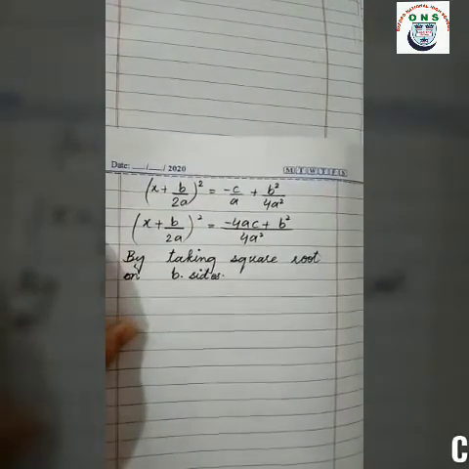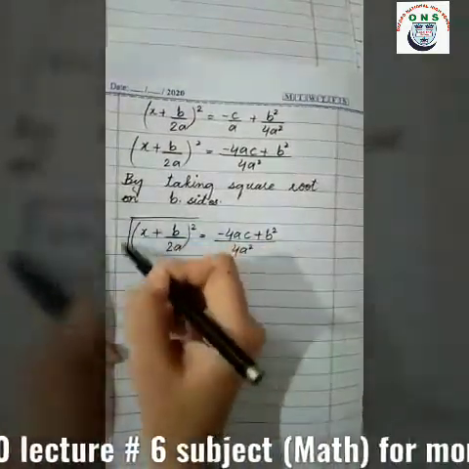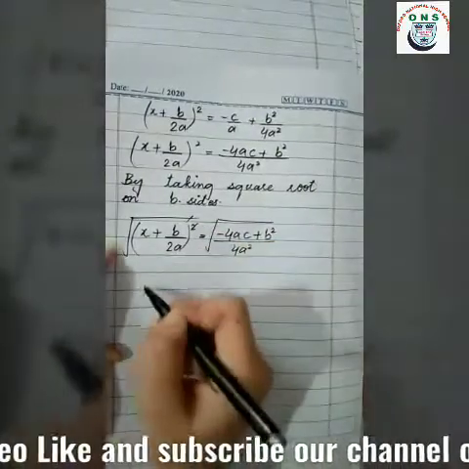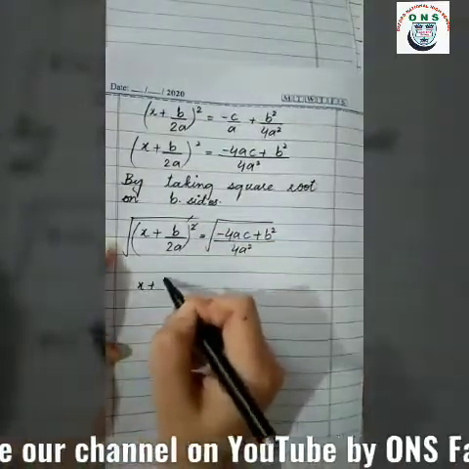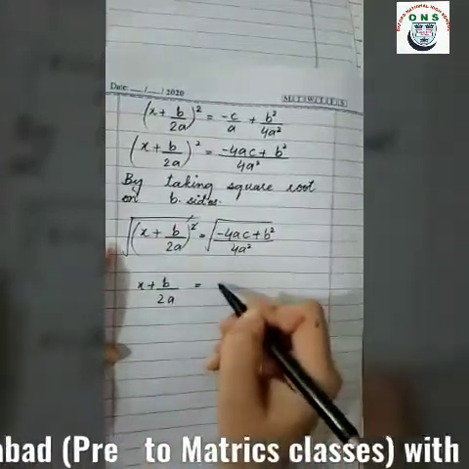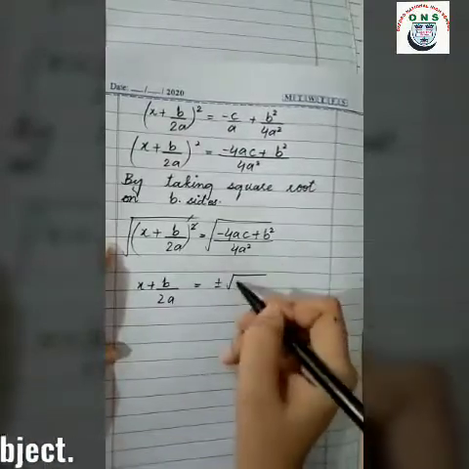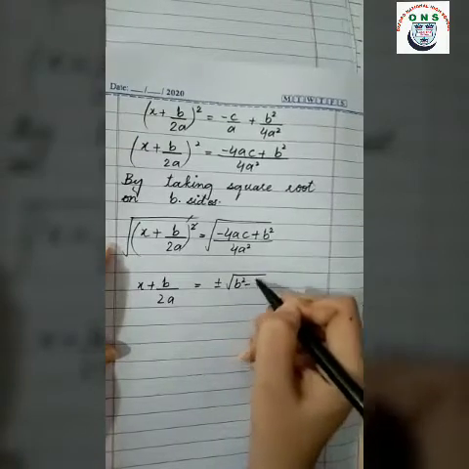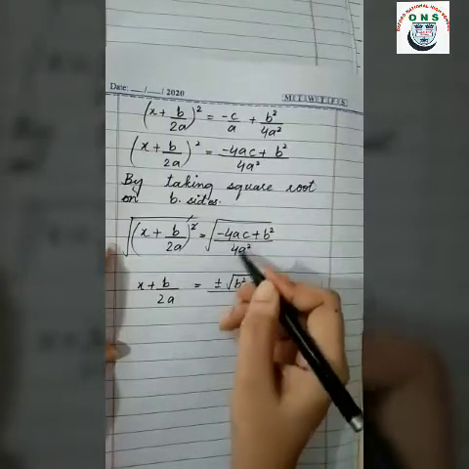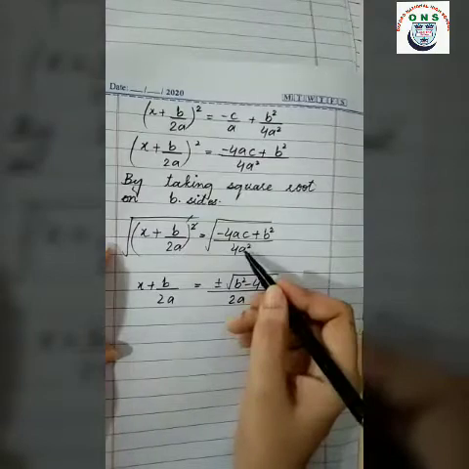Now by taking square roots on both sides, square root is taken, it is cancelled. So what will be left? It's plus b by 2a is equal to plus minus. We will arrange it: b square minus 4ac over its square root, which is 2a, because the square root of 4 is 2 and of a square is a.